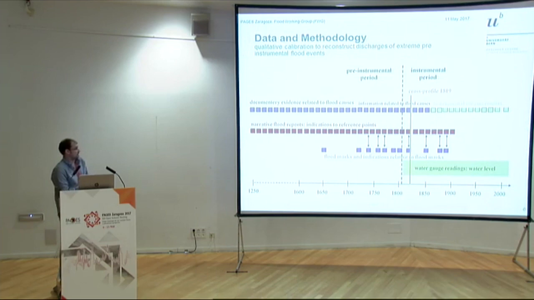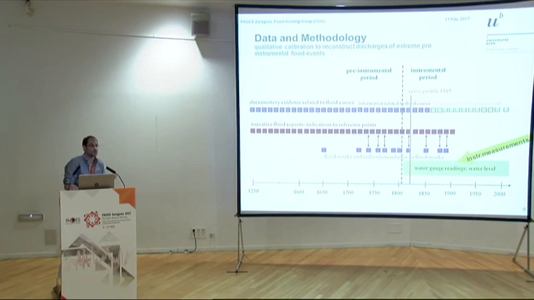This is to see the qualitative calibration approach, which we developed. So you have here the time period. This dotted line represents the differentiation between the instrumental period and the pre-instrumental period. On the bottom in green, we have instrumental measurements. This is the situation for most bigger, more important cities like Basel, Bern, Lucerne, Zurich.